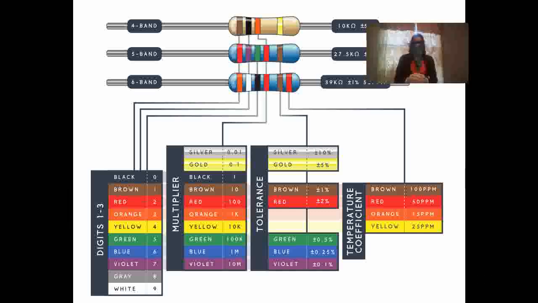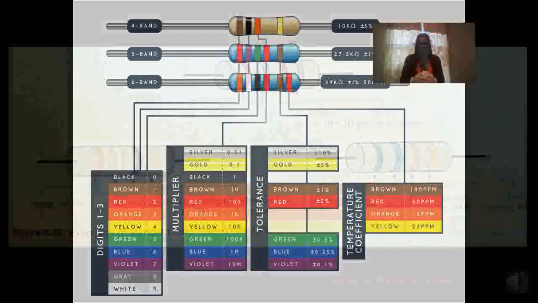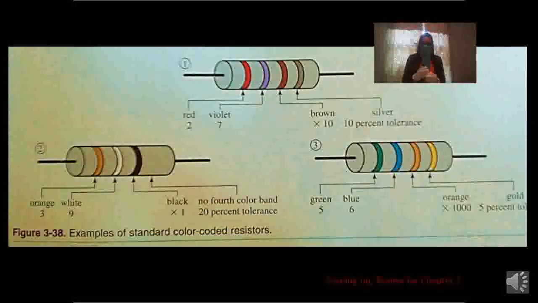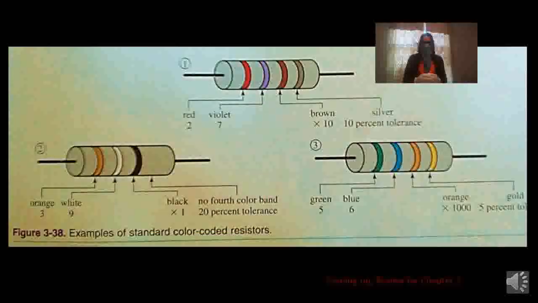The first band represents the value of the first digit of the resistance value. The second band represents the second digit of the resistance value. The third band is called the multiplier. The multiplier gives the factor of 10 that the first 2 digits should be multiplied by. The fourth band represents the tolerance of the resistor.